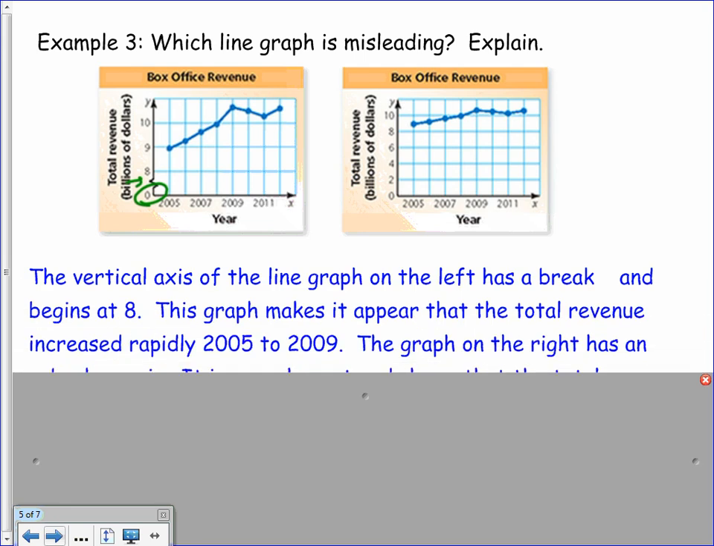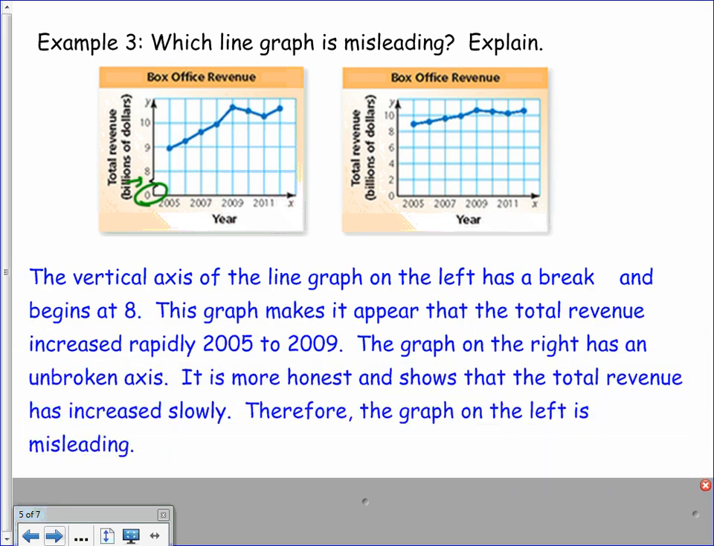Okay. So given all that information, because of the break here, and it's starting at 8, that actually makes the line graph appear that we're increasing a lot from 2005 to 2009. It shows a greater increase than when we look at the same information over here. Okay. Because they did the scale of only 1 and they had a break in the graph. So it's more honest and shows that the total revenue has increased more slowly if we look at the one on the right. So the one that is misleading would be this one here on the left.